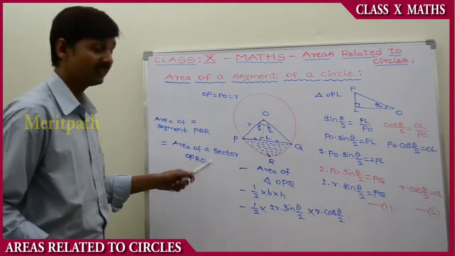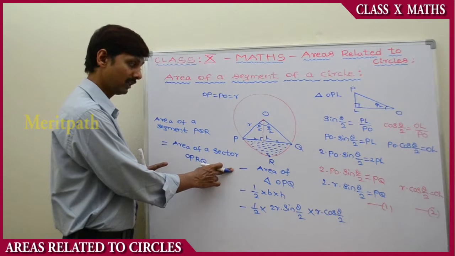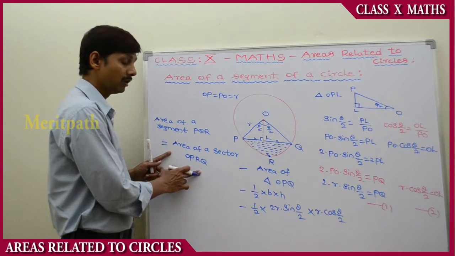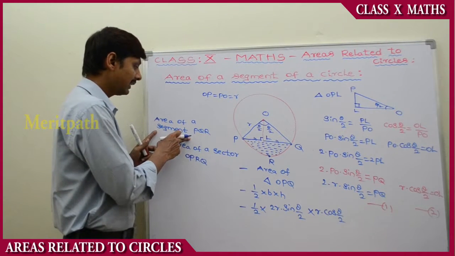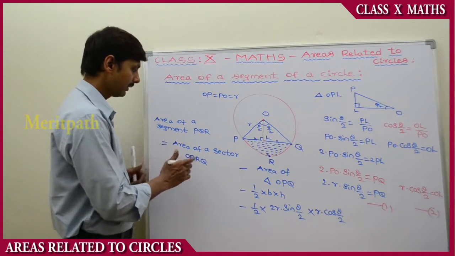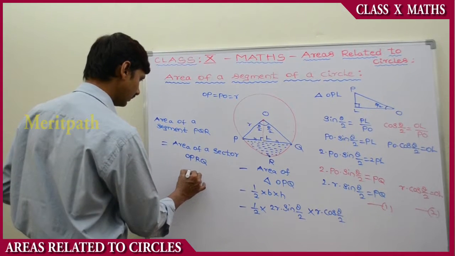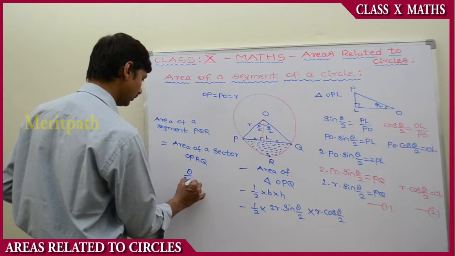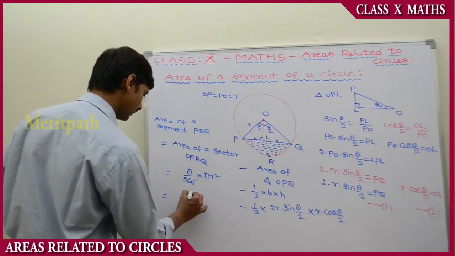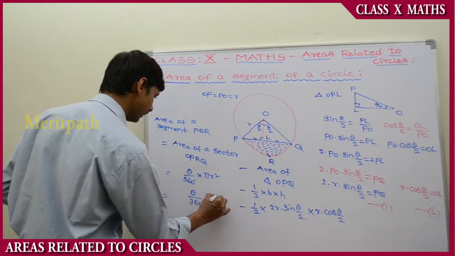So here, because we are substituting the area of triangle OPQ and the area of sector OPRQ, we are subtracting both and we will be getting the area of segment PQR. So let's substitute in this place. That is the area of sector OPRQ. The formula is theta by 360 into pi r square. So the same as it is, we are writing theta by 360 degrees into pi r square.